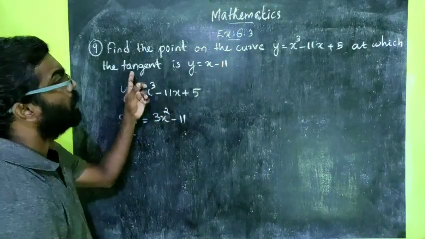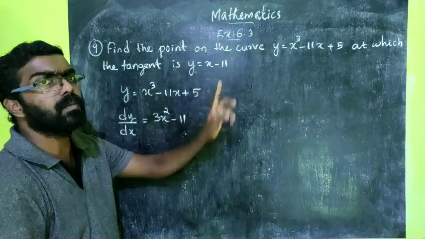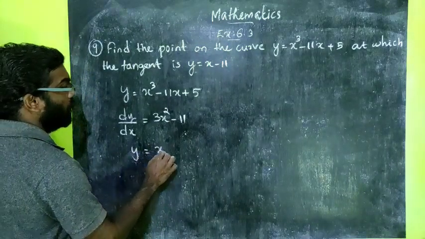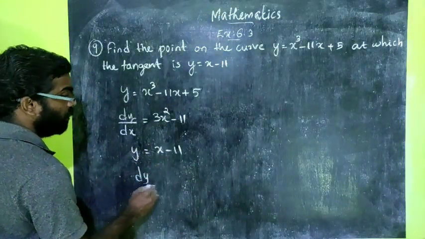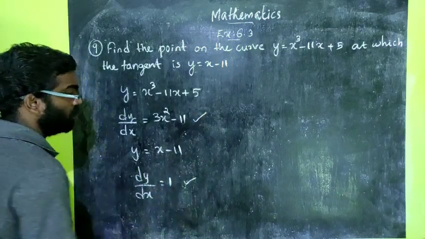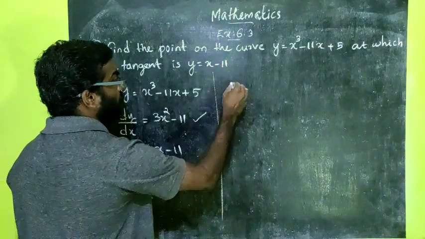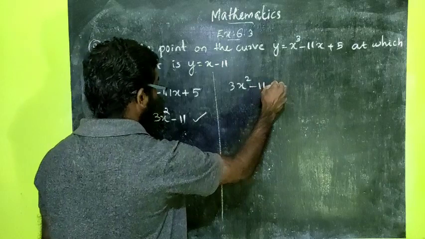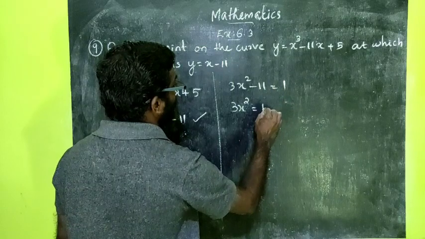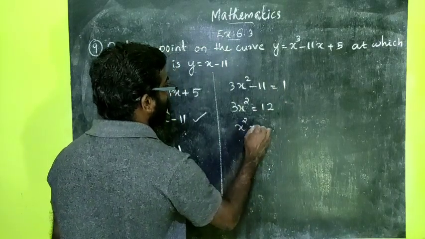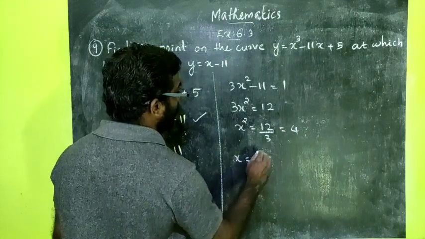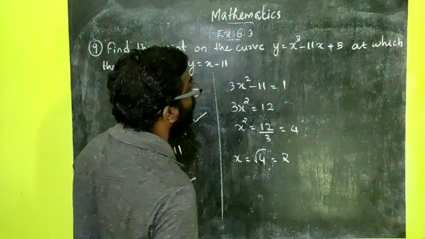And here we are given the equation of tangent as y is equal to x minus 1. And from this also we can find dy by dx. So y is equal to x minus 1 implies dy by dx is equal to 1. Now we can equate these two values. So 3x square minus 11 is equal to 1 implies 3x square is equal to 1 plus 11, which is equal to 12, or x square is equal to 12 by 3, which is 4, or x equal to root 4, which is equal to what? 2.